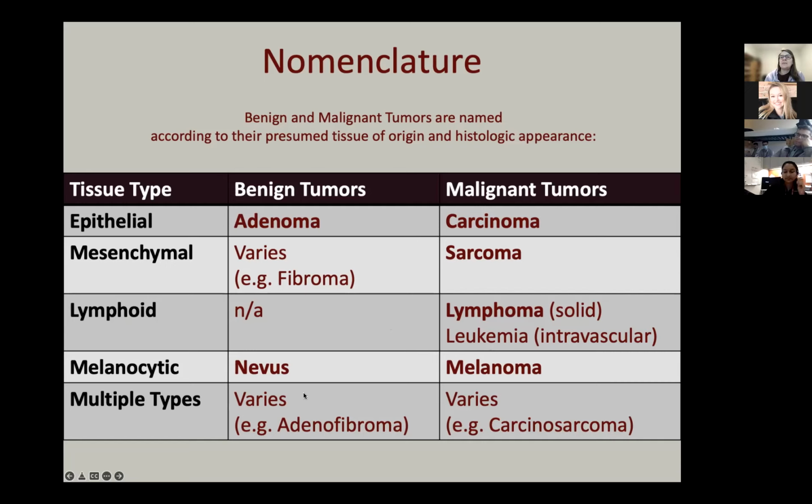The benign names can vary. Benign mesenchymal tumors can be fibromas, chondromas, lipomas, right? Depending on their tissue type. Certainly benign melanocytic lesions are nevi. There are these very rare types of tumors that differentiate to both, for example, glandular and mesenchymal phenotypes. These might be called something like an adenofibroma or a carcinosarcoma, although these are rare and this nomenclature can change over time. But the big ones are bolded, as you can see here.